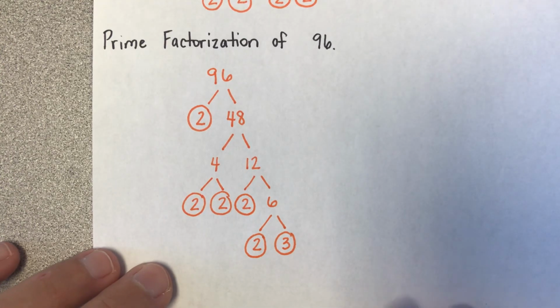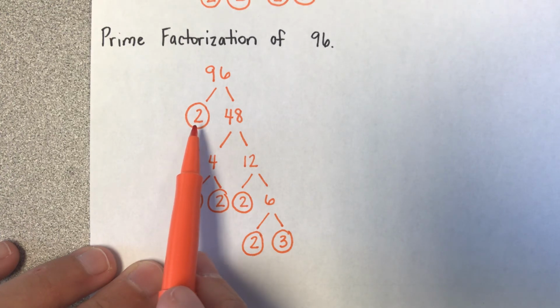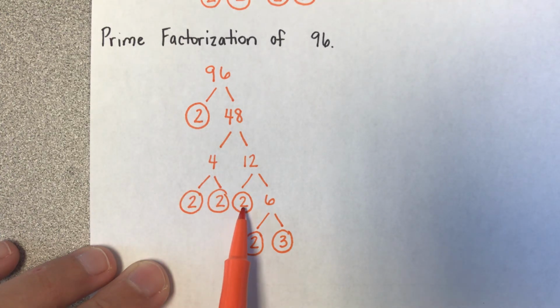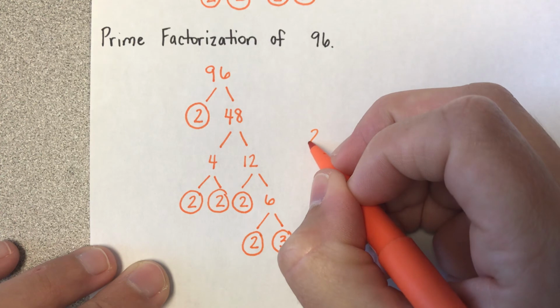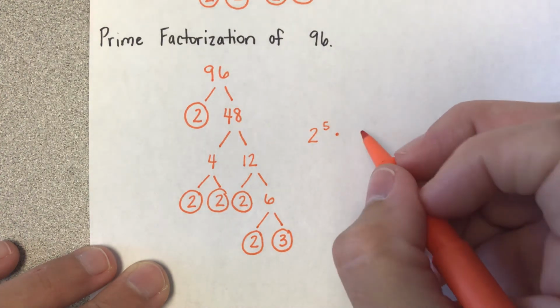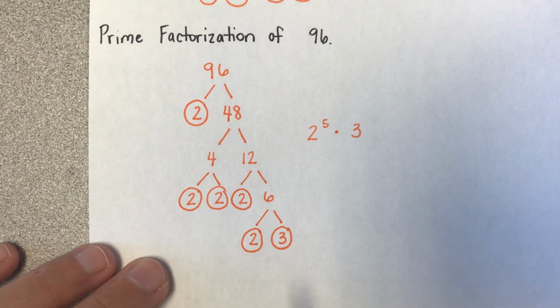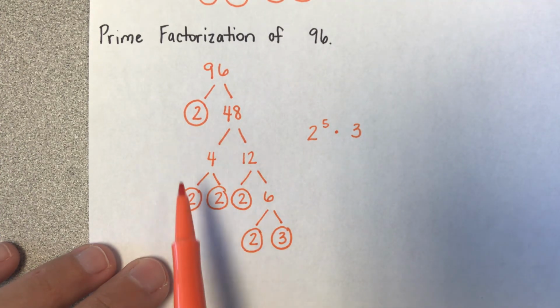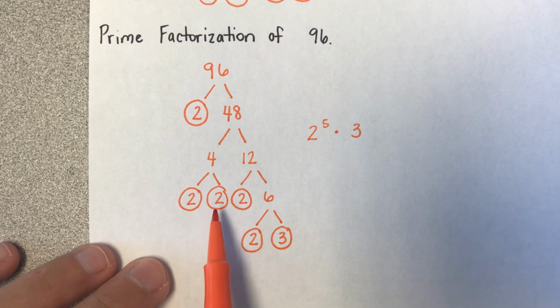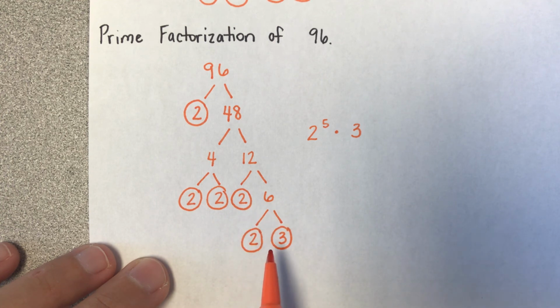Be careful with this one because there's a lot of 2's, so make sure you have them all. So this one way up here, 1, 2, 3, 4, 5. So 2 to the 5th power times this 1, 3 that's left. Now let's just double check to make sure it actually gives me 96. 2 times 2 is 4. 4 times 2 is 8. 8 times 2 is 16. 16 times 2 is 32. And then 32 times 3 is 96, so we did that correctly.